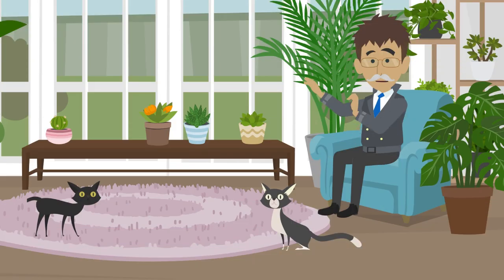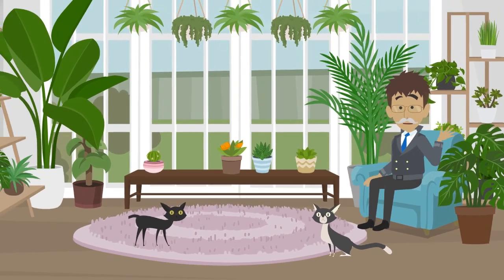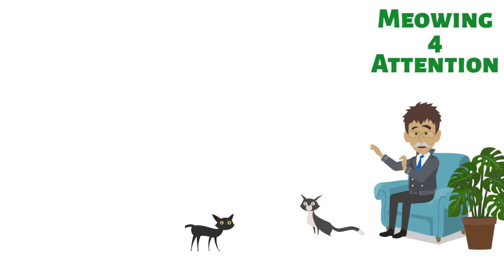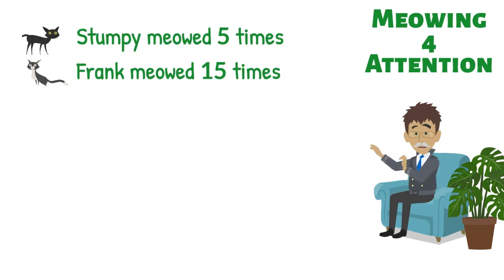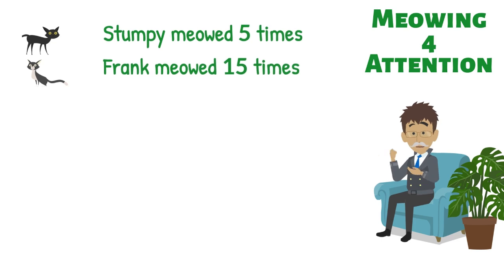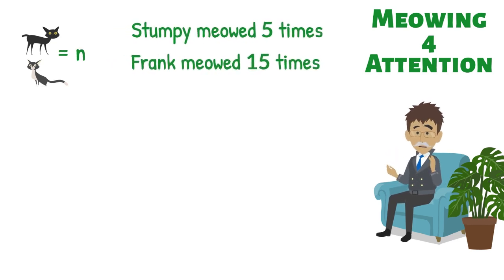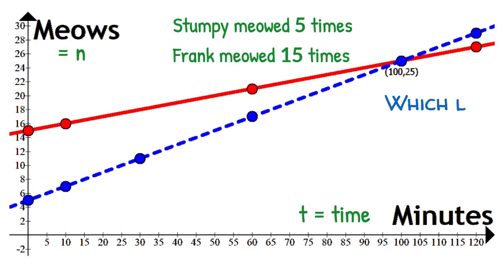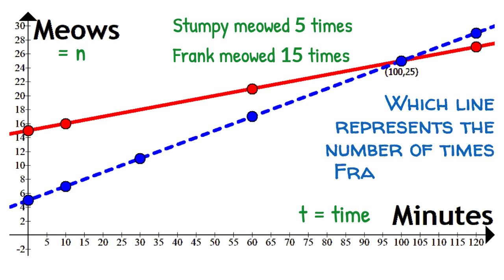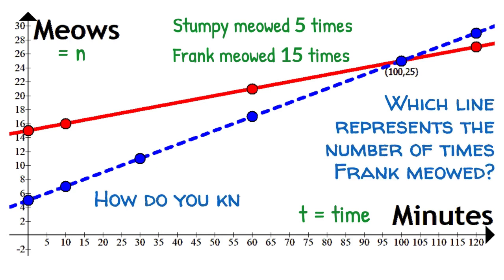2 cats, Frank and Stumpy, meow at different rates when they want attention. Earlier, Frank meowed 15 times and Stumpy meowed 5 times. I track the number of meows N for both cats over the next 2 hours, T, as shown in the graph. Which line represents the number of times Frank meowed? How do you know?